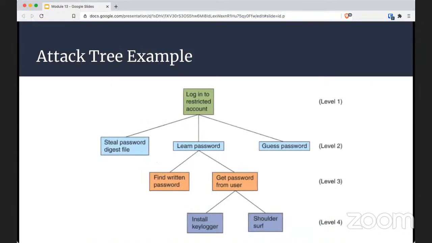Another example of this would be logging into a restricted account. That could be by stealing the password digest file, like the SAM file in Windows. It could be guessing the password, because maybe the person who has this restricted account is using a stupid password that is known to the world, and we just have to brute force it. Or we could learn it by shoulder surfing, by visiting the site, by however means to find the written password or get it from the user.